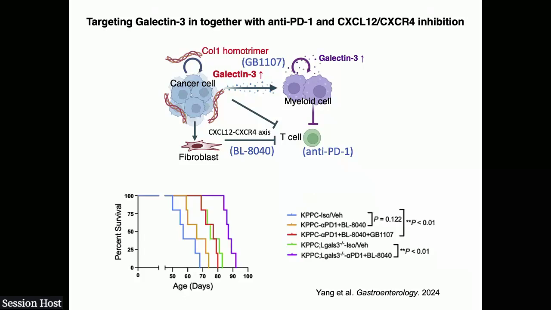So it was indeed the case using the KPPC mice, a spontaneous mouse model of pancreatic cancer. We treated them with the combination of the therapies, and the triple combination achieved the most promising results. This paper was published earlier this year in Gastroenterology as the first paper in my independent lab.